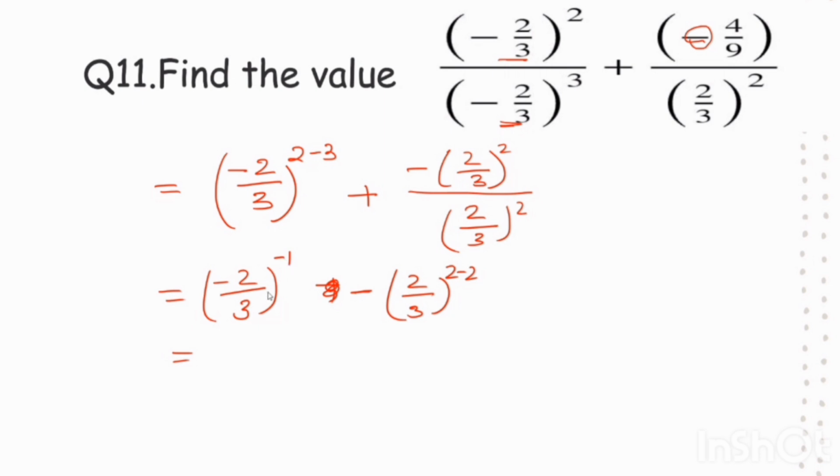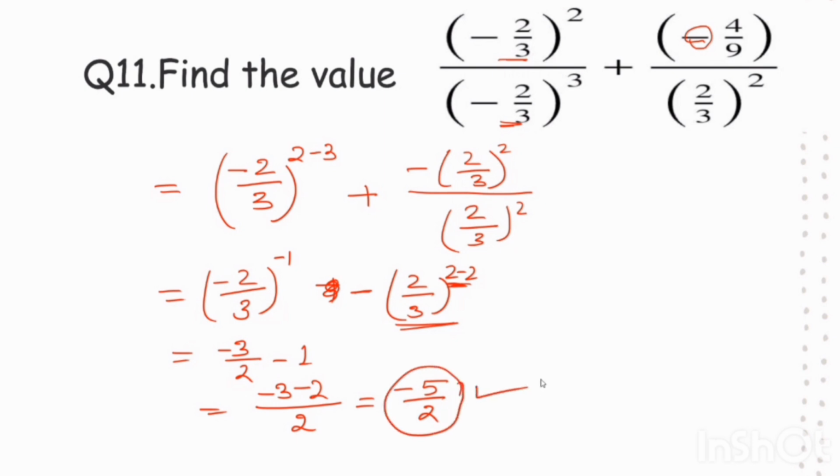And if the power is negative, that means it is the reciprocal. So 3 upon 2 minus, now this total expression's exponent becomes 0, that means the total expression is 1. Now 2 is the LCM, and negative 3 and here negative 2, that is equal to negative 5 upon 2. This is the answer.